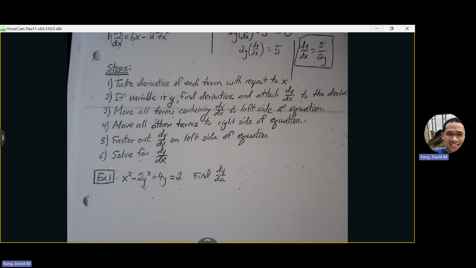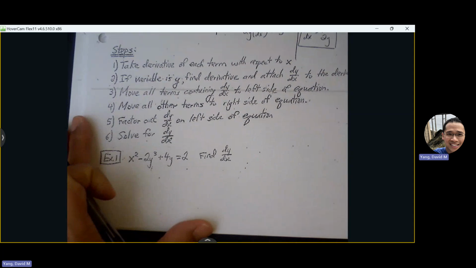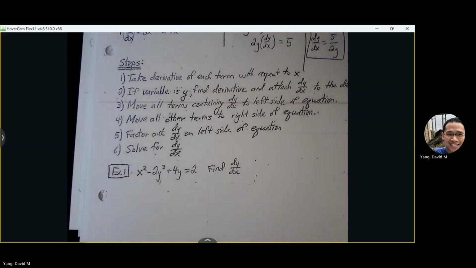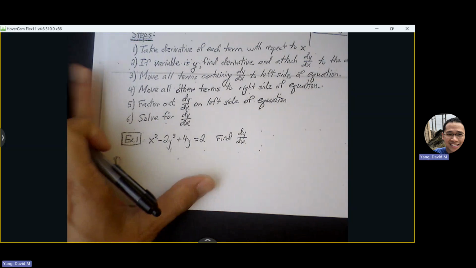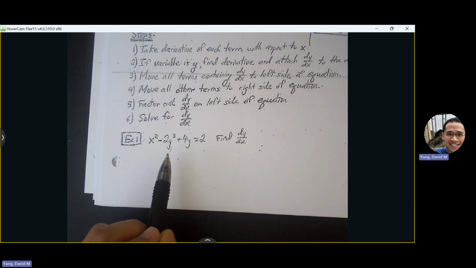All right, so let's try this one here. x squared minus 2y cubed plus 4y equals 2. Every term is just power rule. And we know there's implicit involved because we see y is out of place, right? And we see multiple y variables. So you know that there's going to be some dy dx's that pop up.